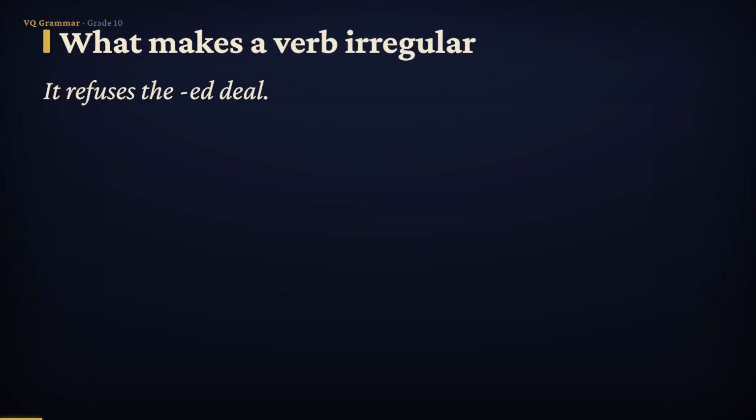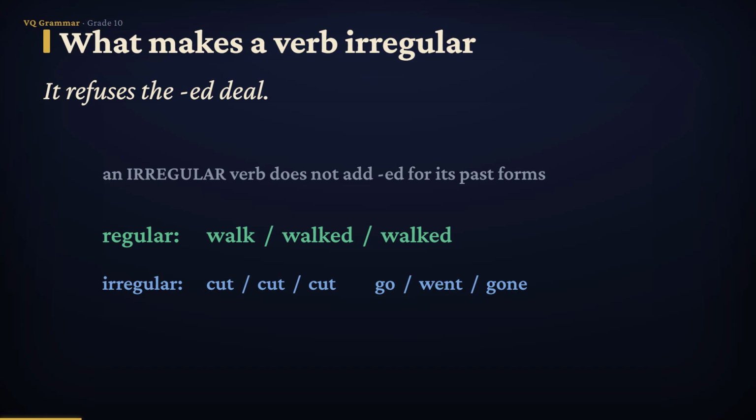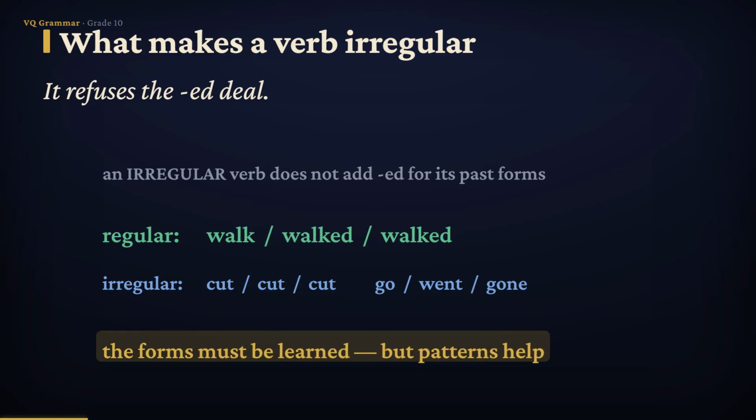Let's begin with what makes a verb irregular. In the last lesson, regular verbs behaved beautifully. You added ed to the base form, and you had both the past and the past participle. Walk, walked, walked. An irregular verb refuses that deal. An irregular verb does not form its past and past participle by adding ed. Instead, it changes in its own way. Cut simply stays cut, while go becomes went and gone. There is no ending you can bolt on. These forms have to be learned.